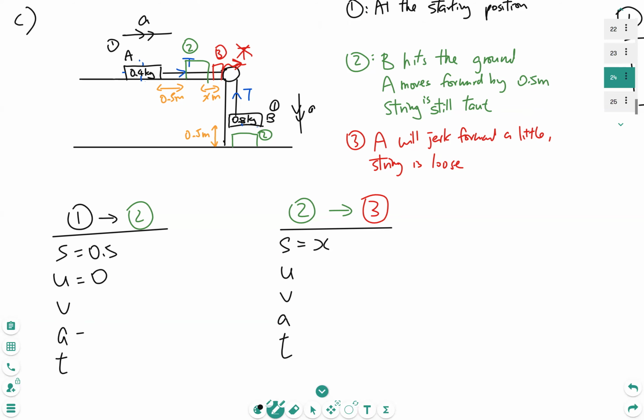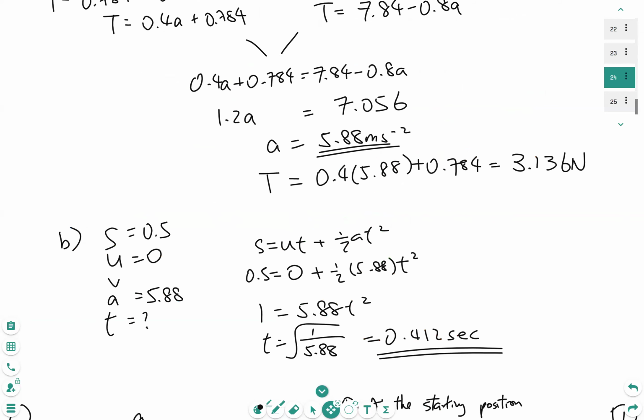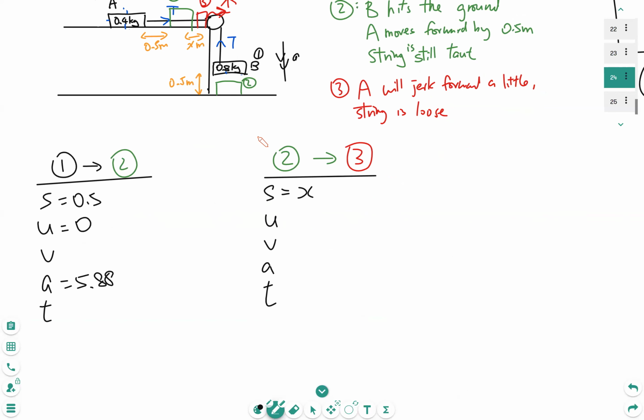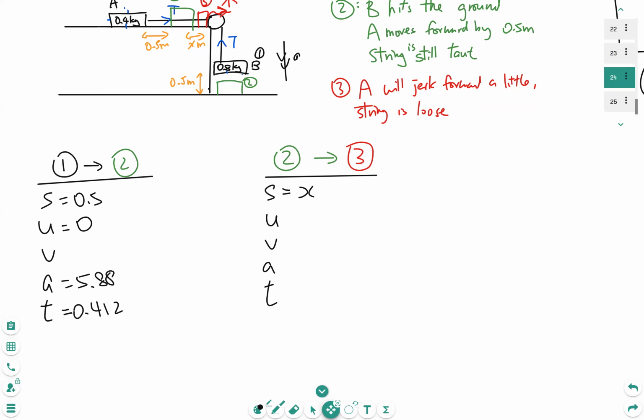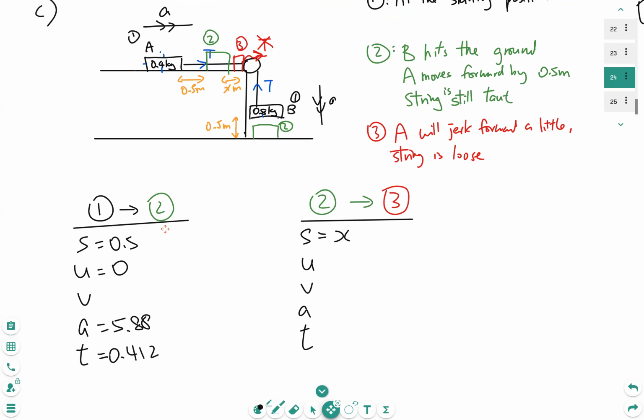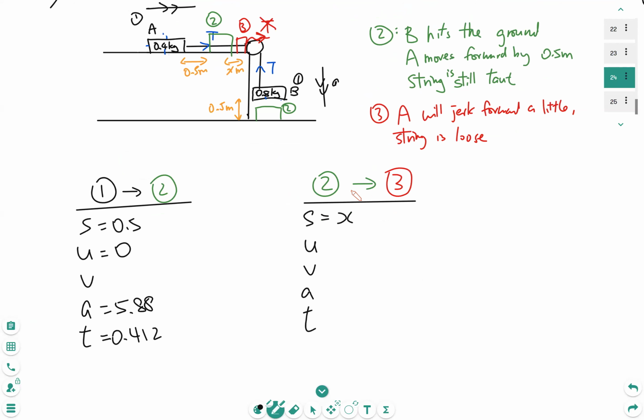What we know is the acceleration works out as 5.88. Am I mistaken? Yes, I remember right, 5.88. Time we know is 0.412. Sorry, I keep mixing up with the previous question. No, it is the right question. So what about motion 2 to 3?